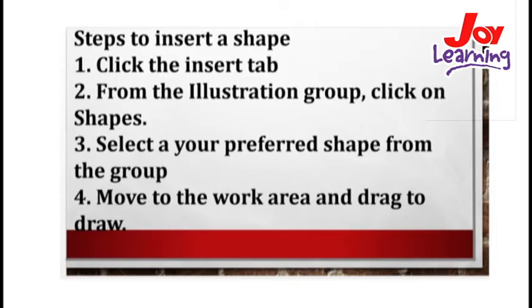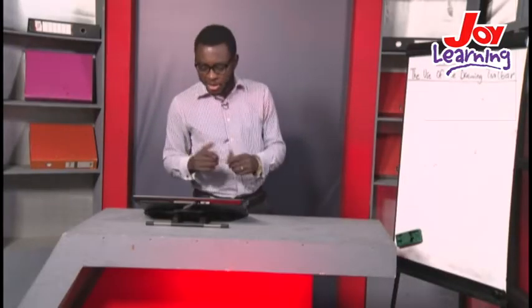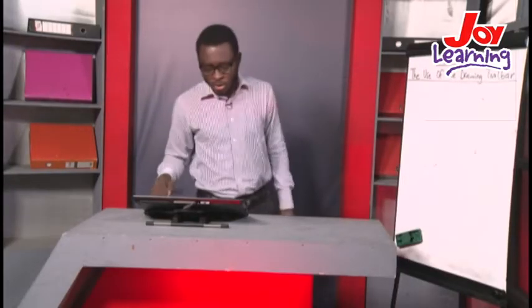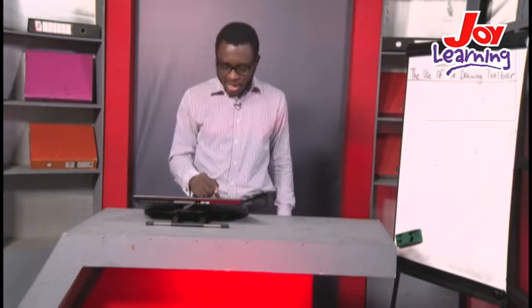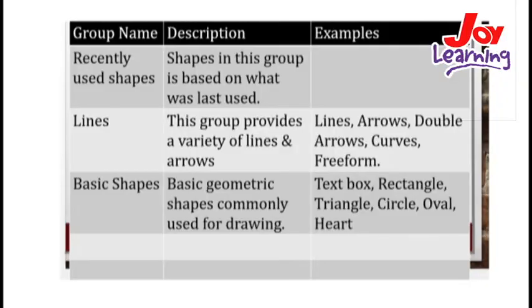When you click on shapes, we just saw the shapes drop-down menu there for us. Select your preferred shape from the group. So the option is to select your preferred shape from any of these groups. We have the group names here.